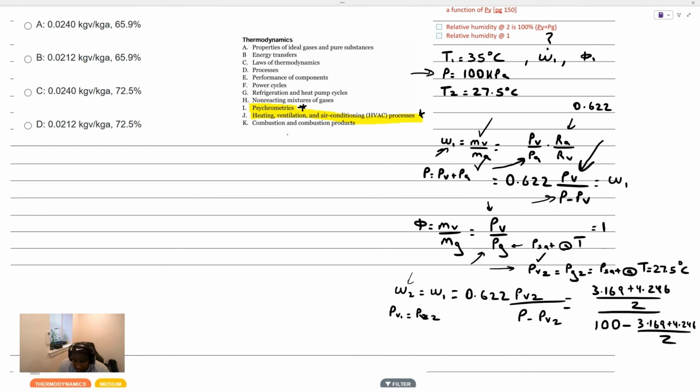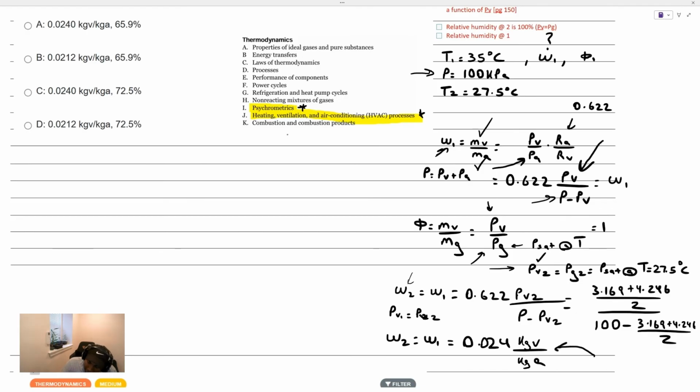omega of state point 2 is, and that's just the same thing as the omega of state point 1. Okay, the average value is around 3.7075. So I'm going to take that average value divided by 100 minus the average and multiply by 0.622 to get omega at state point 2. That's the same thing as the omega at state point 1, equal to 0.024 here. And that is kilograms of water vapor per kilograms of dry air.